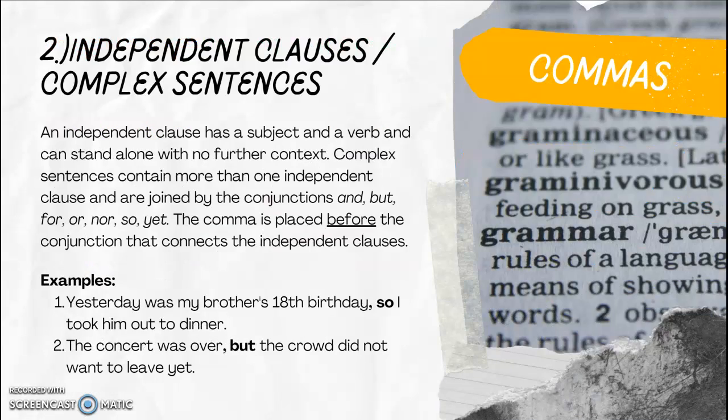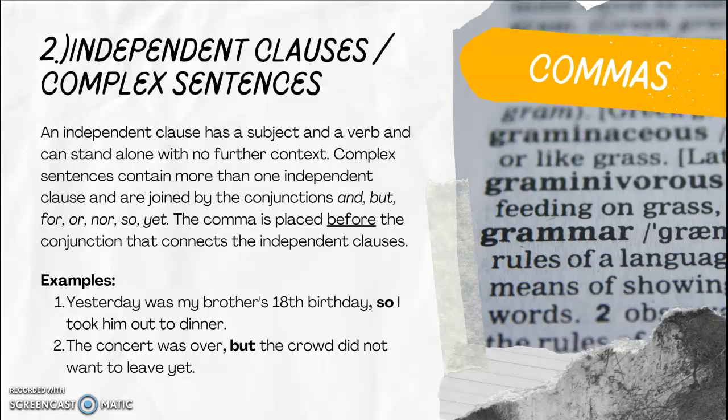Moving on to our next grammar point, we have multiple independent clauses, otherwise known as complex sentences. An independent clause has a subject and a verb, and can stand alone with no further context. In other words, it's a complete sentence. Complex sentences are joined by the conjunctions you see listed on the screen. For this grammar rule, the comma is always placed before the conjunction.